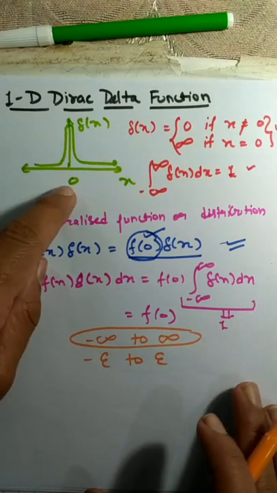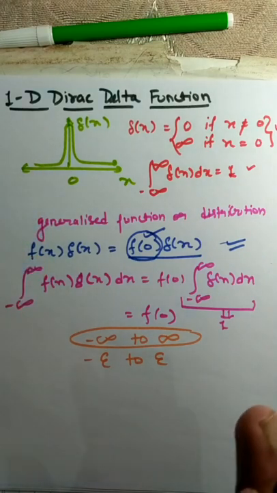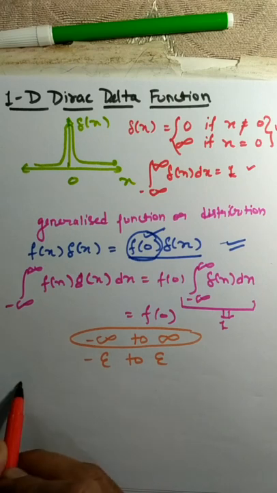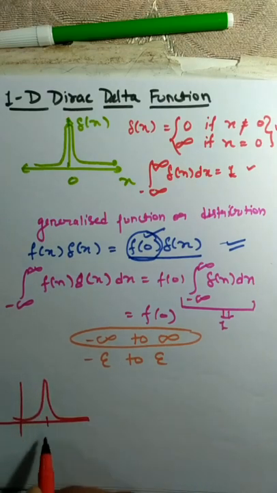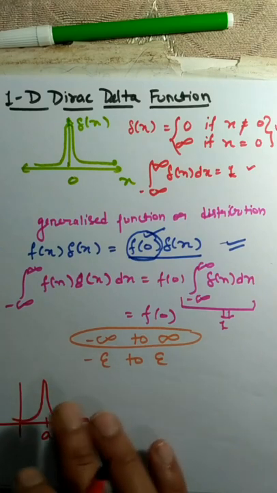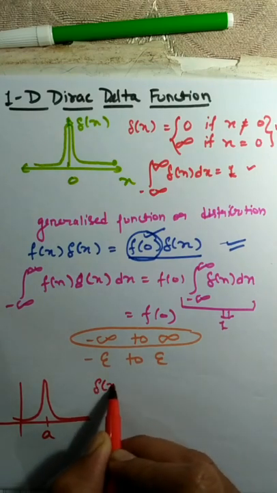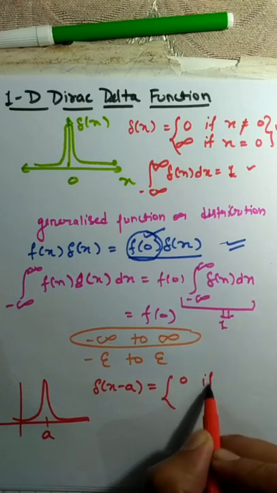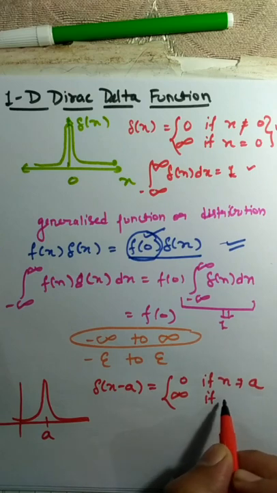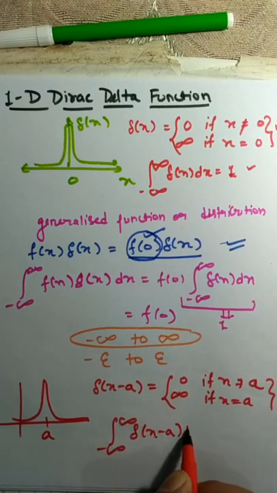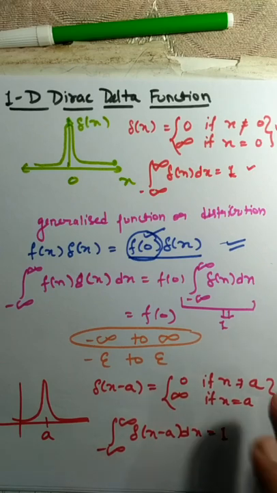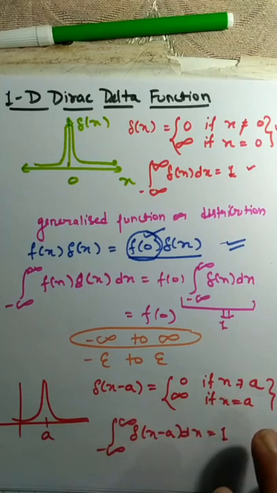Until now we were only talking about the point x is equal to 0, but we can also shift the spike to any other point x is equal to a. So let's generalize: we have shifted the spike from x is equal to 0 to x is equal to a. Now the function will be defined as del x minus a is equal to 0 if x is not equal to a, and it will be infinity at x is equal to a. And the second property can be written as the integral from minus infinity to infinity of del x minus a dx is 1.